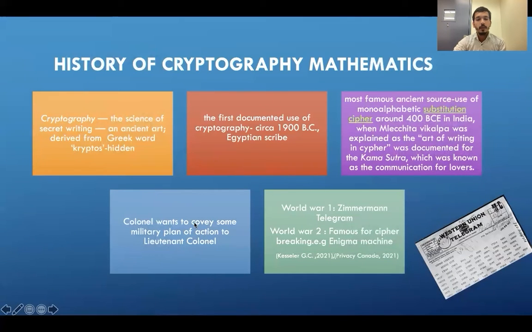A colonel wants to convey some military plan to a lieutenant colonel. There was a big revolution during World War One, and second, there was the invention of the Zimmermann telegraph. As you can see over here, World War Two was famous for cipher breaking. There was the invention of the Enigma machine, which was used by the German military, the Nazi force, in the World War.